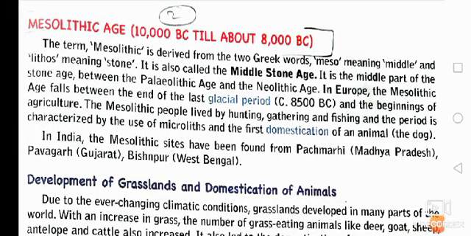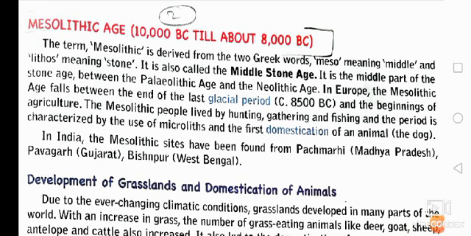Welcome to the second session of 5th class SST chapter 2. Our second chapter is 4 stone ages. Which are the 4 stone ages? Paleolithic, Mesolithic, Neolithic and Chalcolithic.